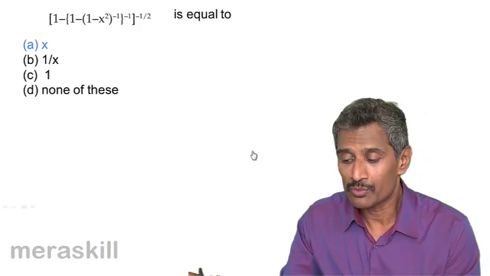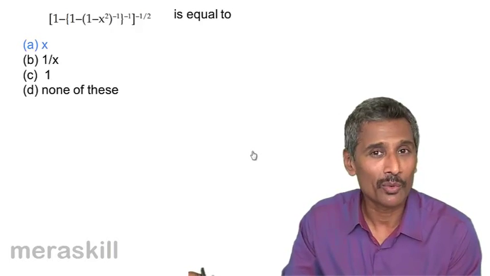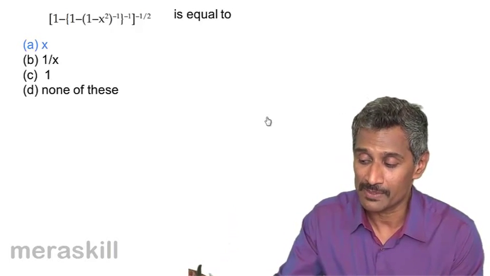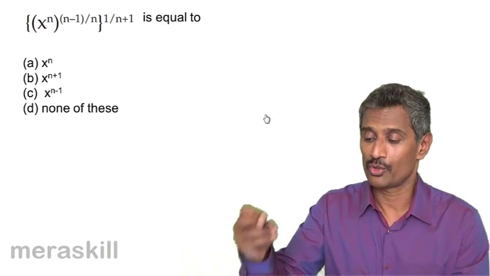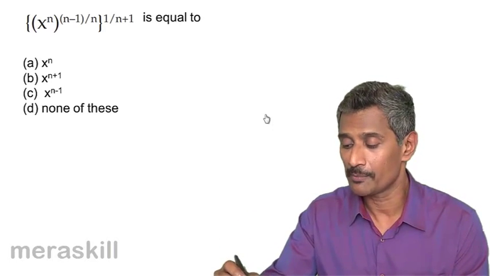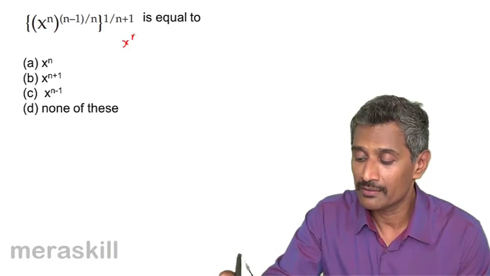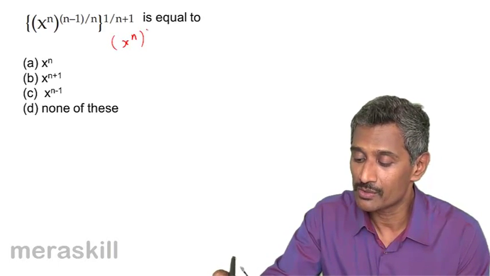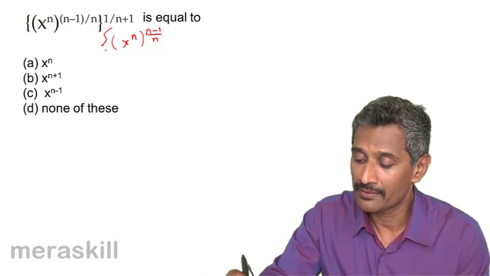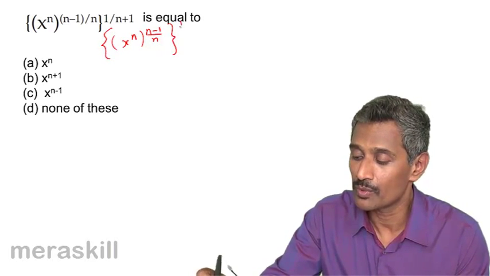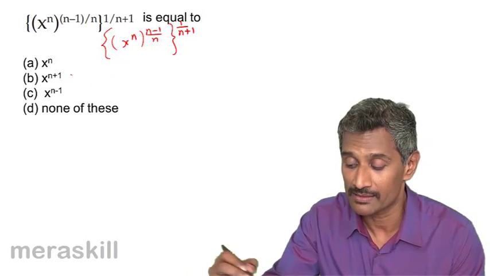Right. So these two ones were a little worth working out a little more in terms of steps. Let's see what we have in store further. Okay, so here we have something quite similar to it. So we have x raised to n, the whole raised to n minus 1 divided by n, and this whole has been raised to 1 upon n plus 1, and we are told to find which among these is the option.